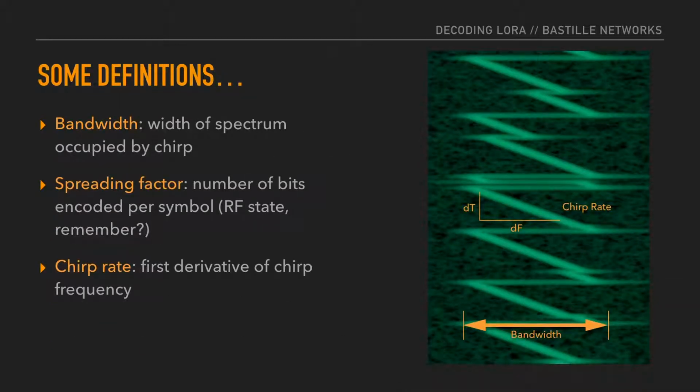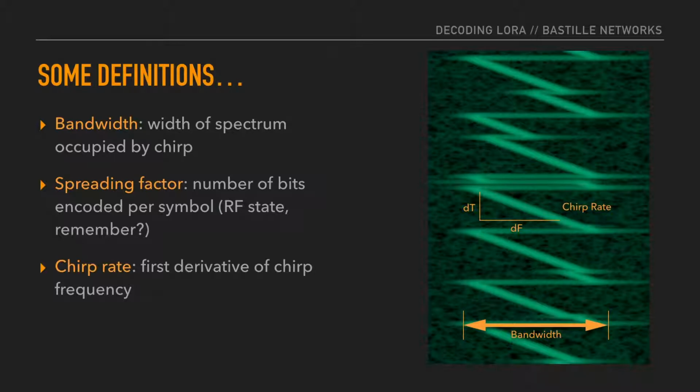Defined, we have the bandwidth, which is how much spectrum the chirp can occupy, and the spreading factor, which is the number of bits encoded per symbol. And remember, the symbol is just an RF state, right? It's the number of bits in each RF state within the modulation. And then finally, we have this thing called the chirp rate, which we've kind of hinted at. It's the first derivative of the chirp frequency, so the rate at which that chirp signal is constantly changing.